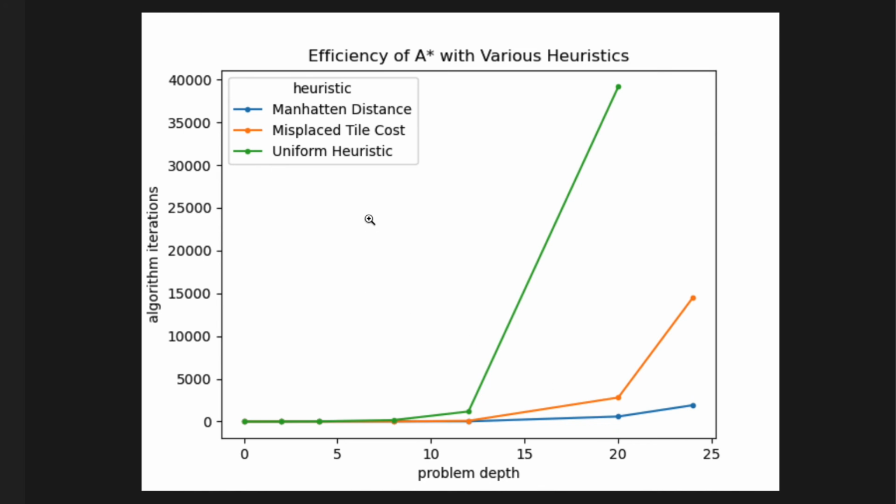However, you can see that the misplaced tile cost, which is a much better heuristic, it actually gives us information, unlike the uniform heuristic, which doesn't. The misplaced tile cost takes less than 5,000 iterations in a problem that can be solved with 20 moves. It takes less than 5,000 iterations to find that, which is obviously very good, much better than the uniform heuristic.